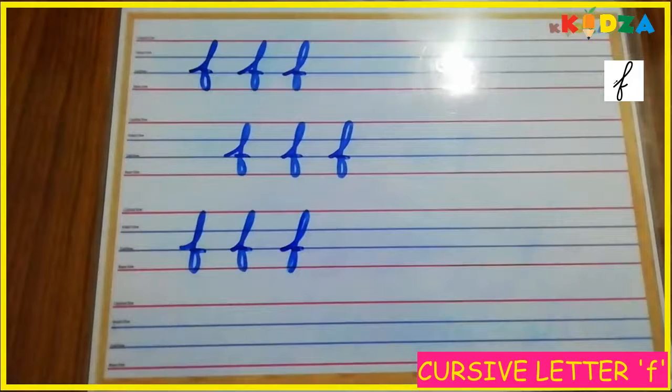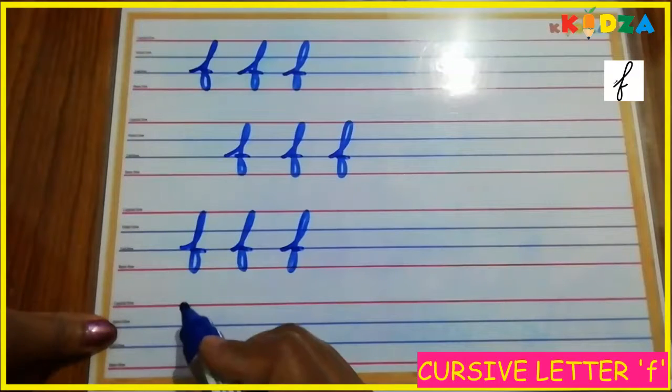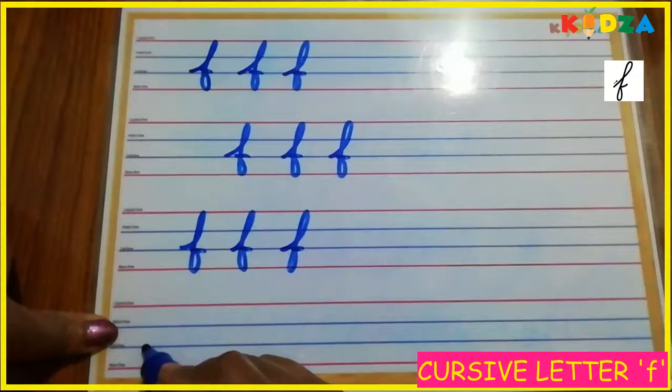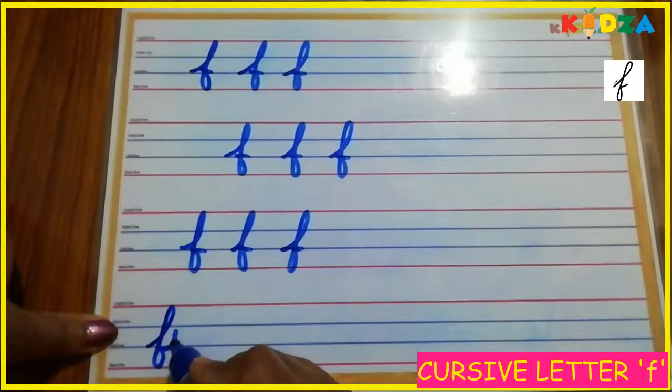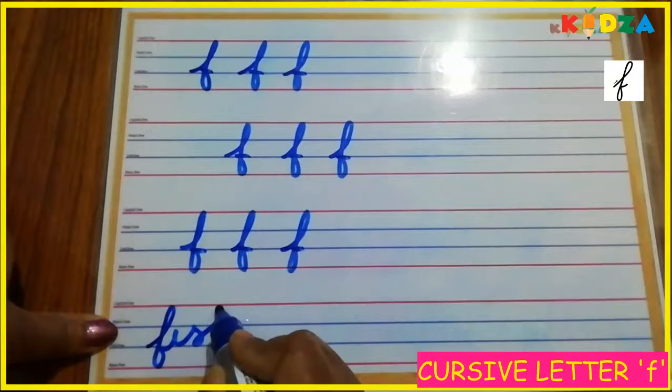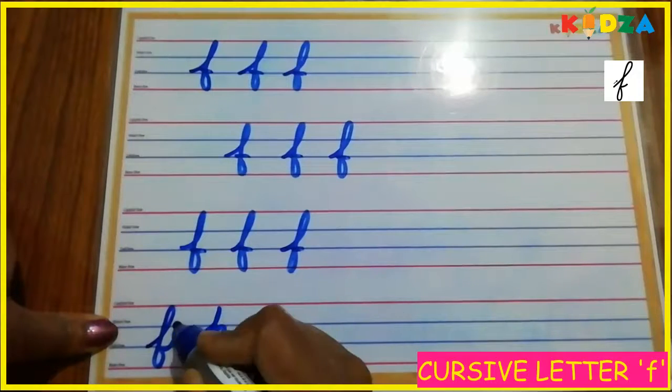Now by using this cursive F, let's write some words. F I S H, fish.